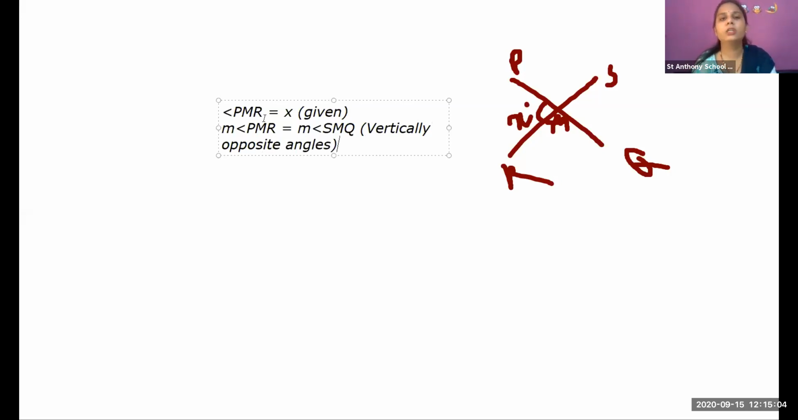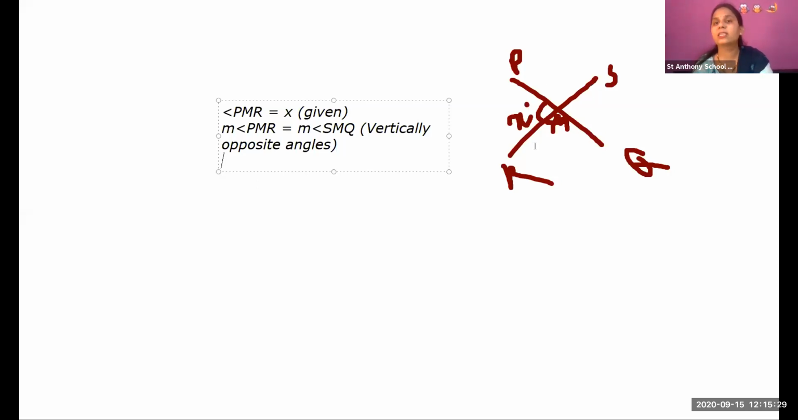Okay, so measure of angle PMR is equal to measure of angle SMQ because these are vertically opposite angles. Now measure of angle PMR is equal to what? X, right? तो measure of angle SMQ भी क्या हो जाएगा? X, because measure of angle PMR is equal to X. So measure of angle SMQ is also equal to X because both these are vertically opposite angles.